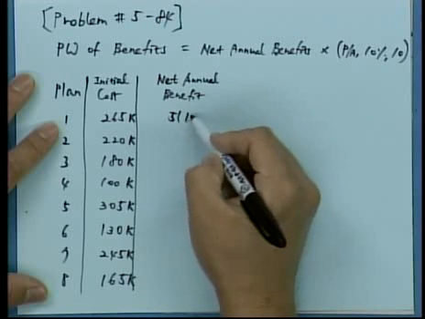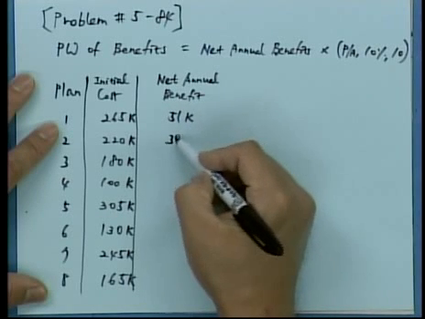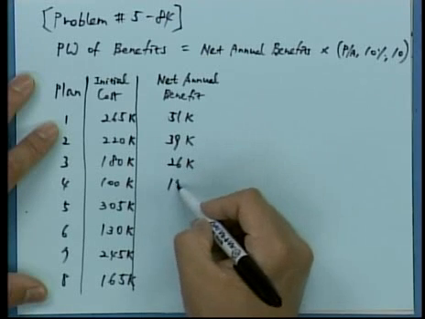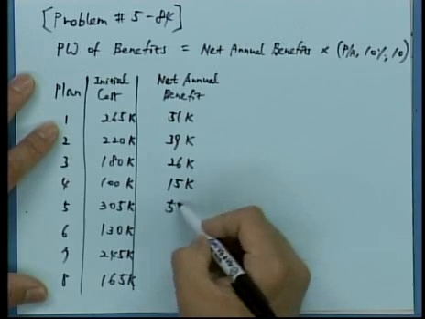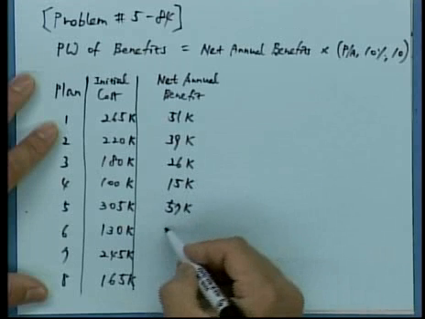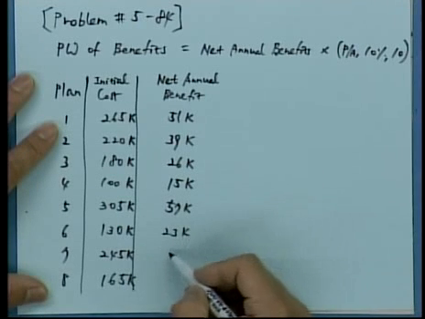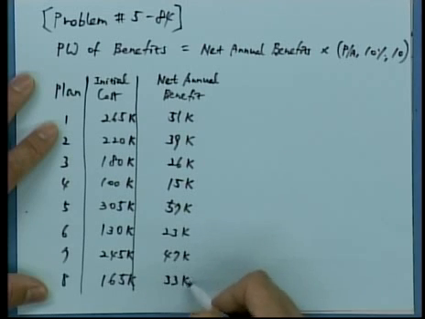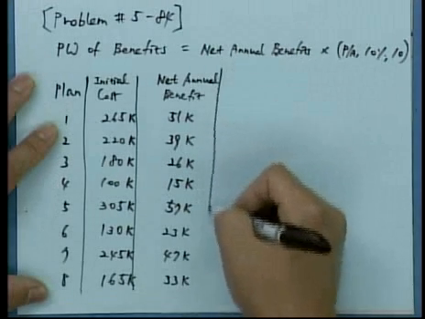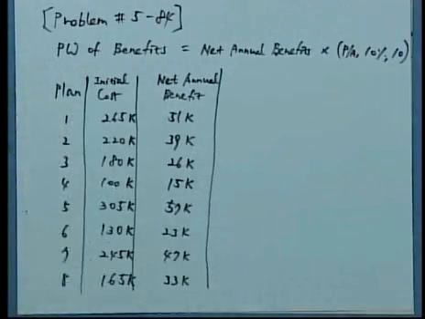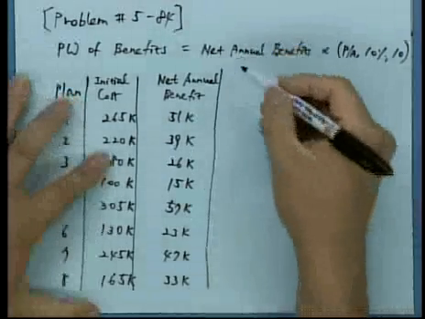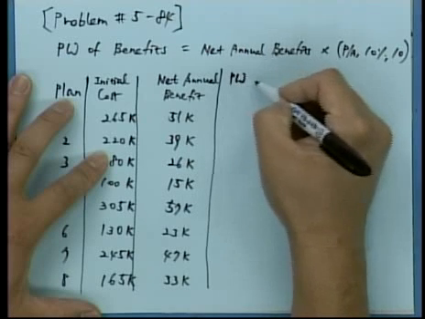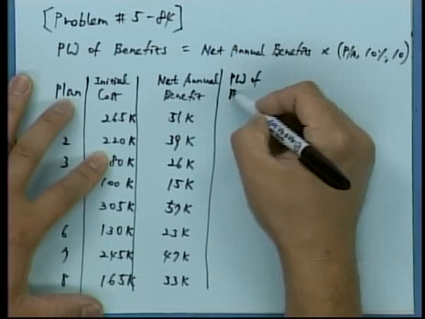And 51,000, 39,000, 26,000, 15,000, 57,000, 23,000, 47,000, and $33,000. So next column is about present worth of benefit. Okay.